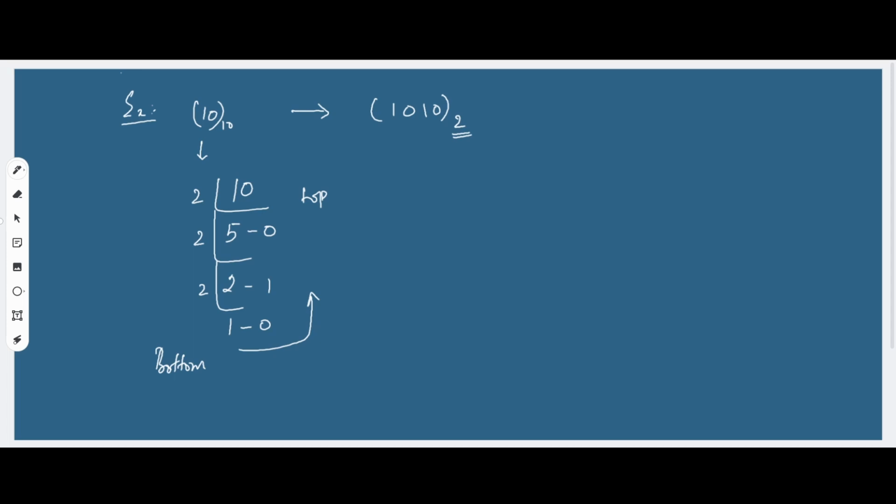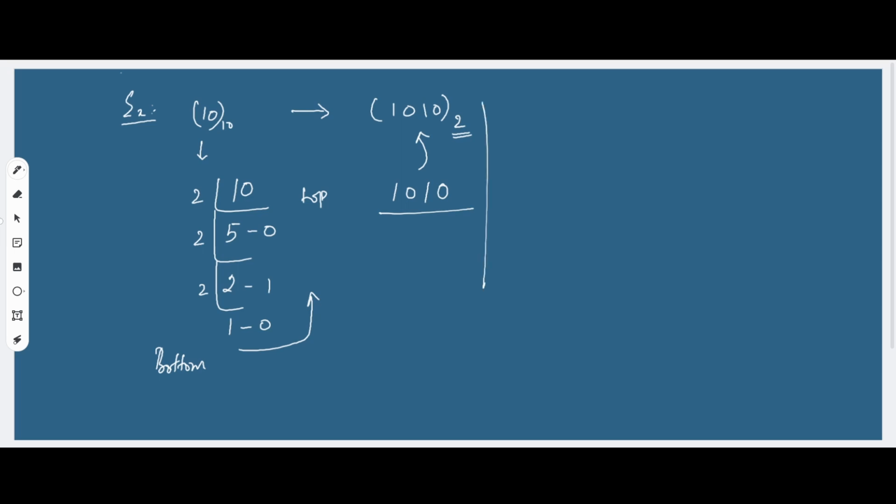Okay, so if you write from bottom to top 1 0 1 0, then you will get the same value whatever we have. So this is how we will get a value for binary. Or else you can easily use this concept.